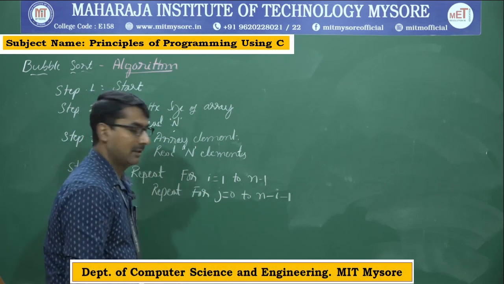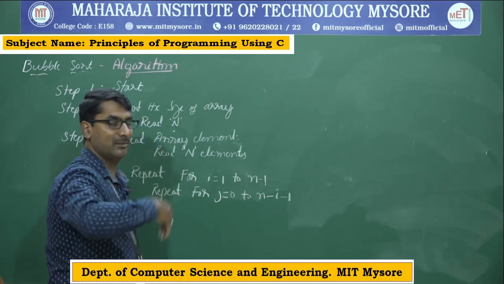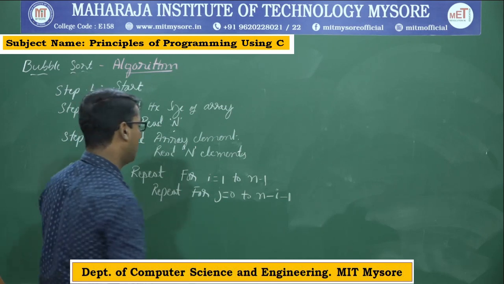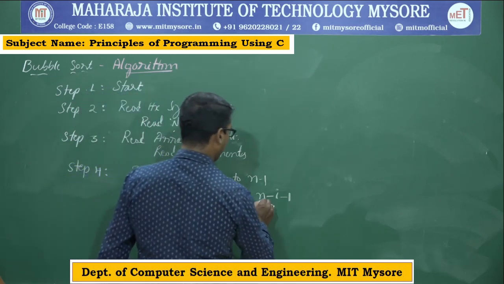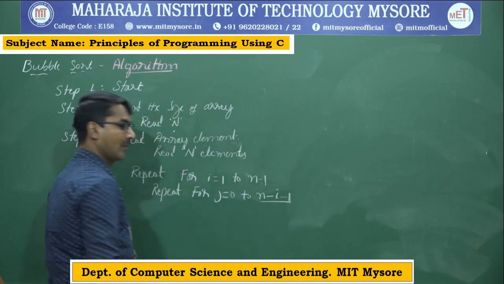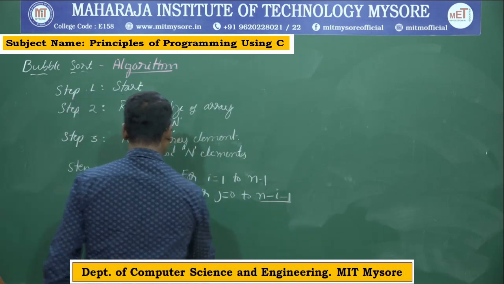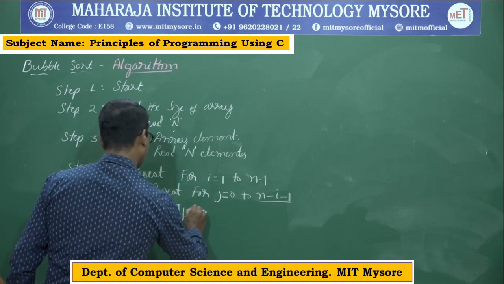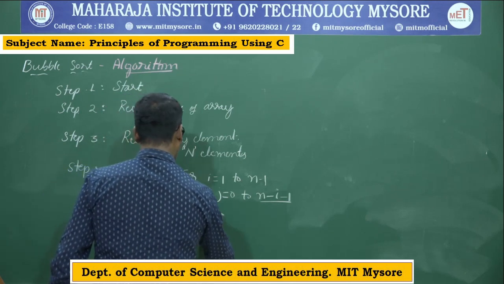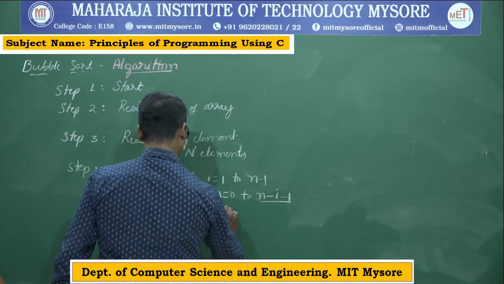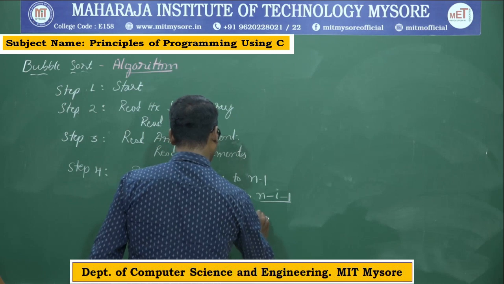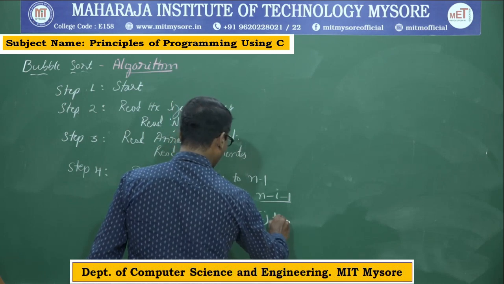First time we need to compare n minus 1 elements, next n minus 2 elements, n minus 3 elements, n minus 4 elements, n minus 5 elements. So in every iteration the number of comparisons reduces. So next is if a of j greater than a of j plus 1.